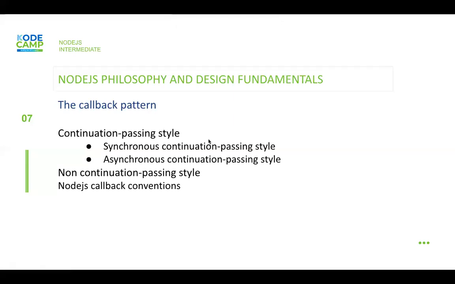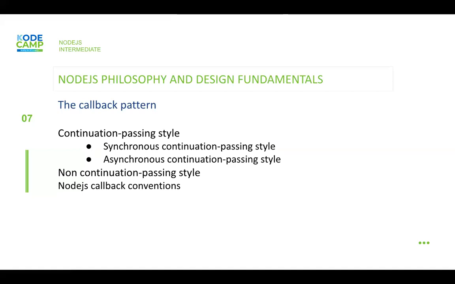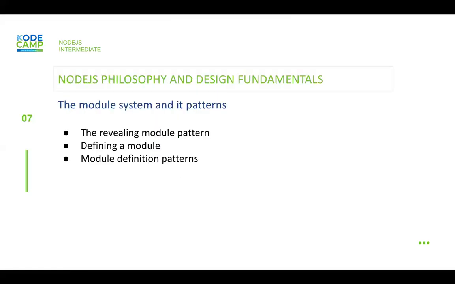So let's look at what we have next. We've looked at Node.js callback conventions, the callback pattern, and the reactor pattern. The next is the module system and its patterns. The first on the list is the revealing module pattern. The revealing module pattern is a design pattern used in JavaScript, including Node.js, to create modular and encapsulated code. It allows you to expose only specific functions or variables from the module, keeping the rest of the module's internal details private.